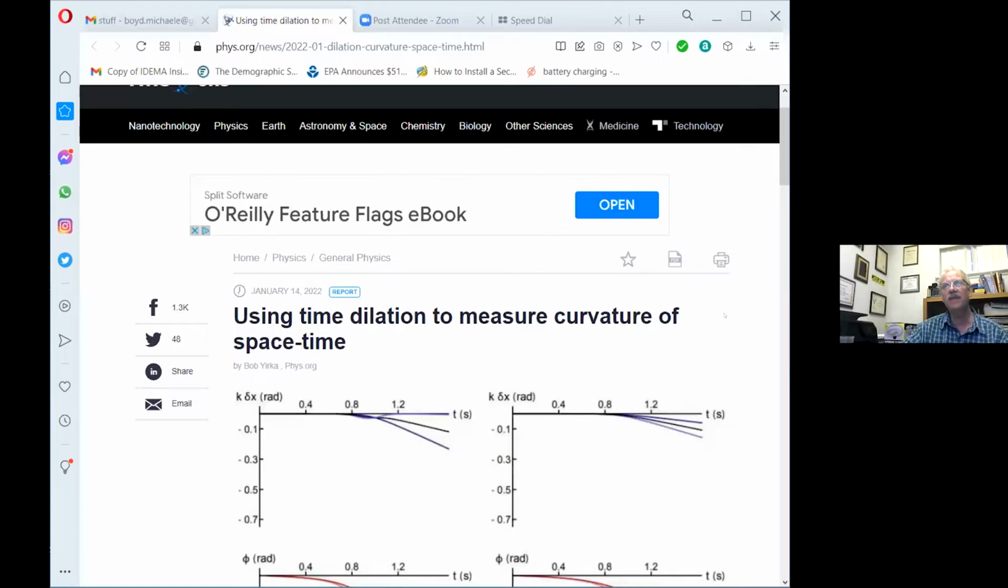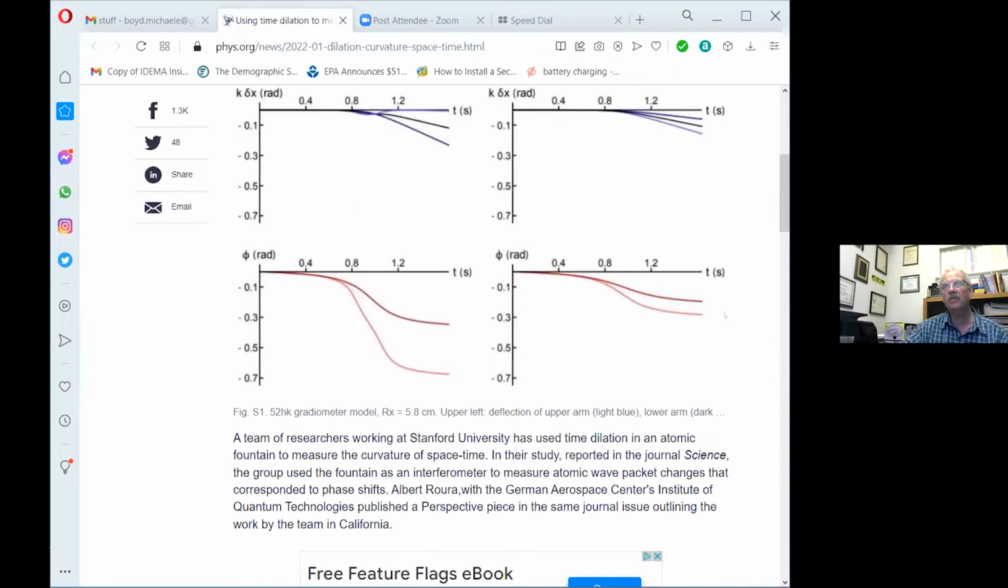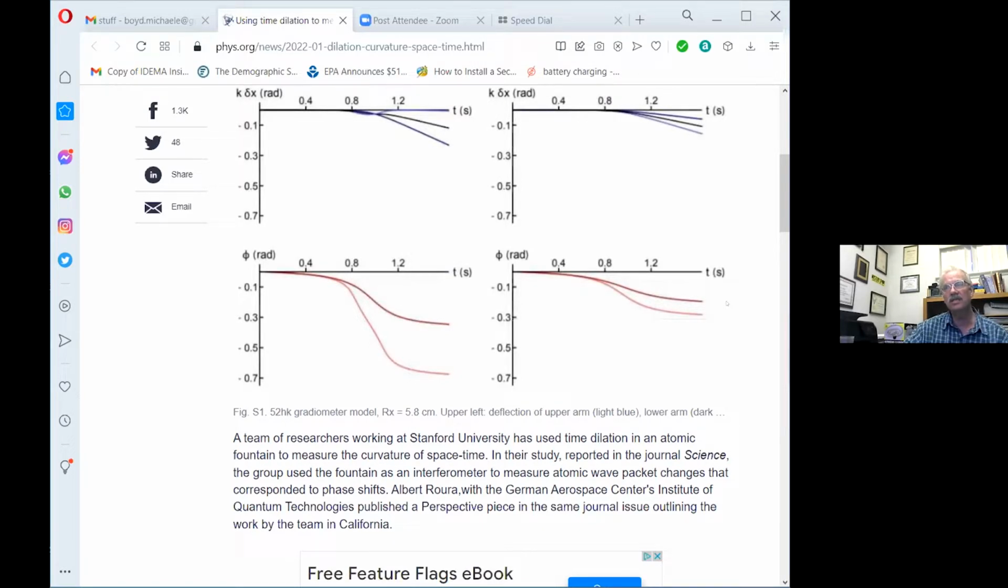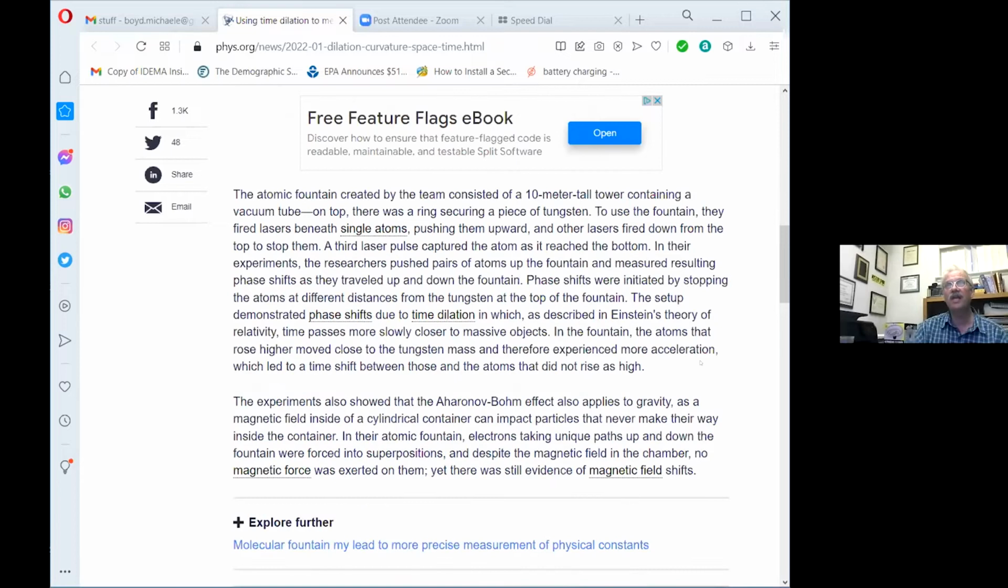So what I have here is an article in physics, and it's titled "Using Time Dilation to Measure Curvature of Space-Time." A team of researchers working at Stanford University has used time dilation in an atomic fountain to measure the curvature of space-time. In their study reported in the Journal of Science, the group used the fountain as an interferometer to measure atomic wave packet changes that corresponded to phase shift. The atomic fountain created by the team consisted of a 10-meter tall tower containing a vacuum tube. On top there was a ring securing a piece of tungsten. To use the fountain, they fired lasers beneath single atoms, pushing them upward, and other lasers fired down from the top to stop them.